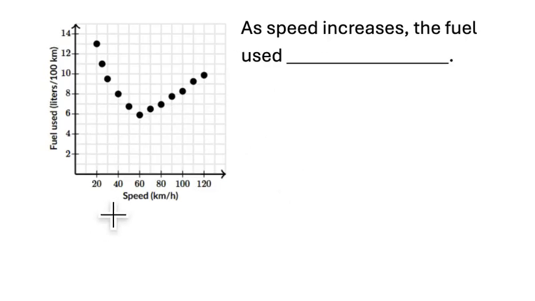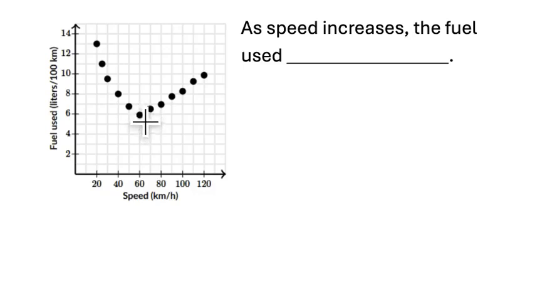This scatter plot shows data collected at a test track regarding the fuel consumption of a car at different speeds. For instance, this dot shows that when the car was driving 120 kilometers per hour, it used almost 10 liters of fuel. Right away, we notice that there are two patterns. As speed increases while driving at slower speeds, the amount of fuel used tended to go down. So going from left to right at these slower speeds, the amount of fuel used is going down.